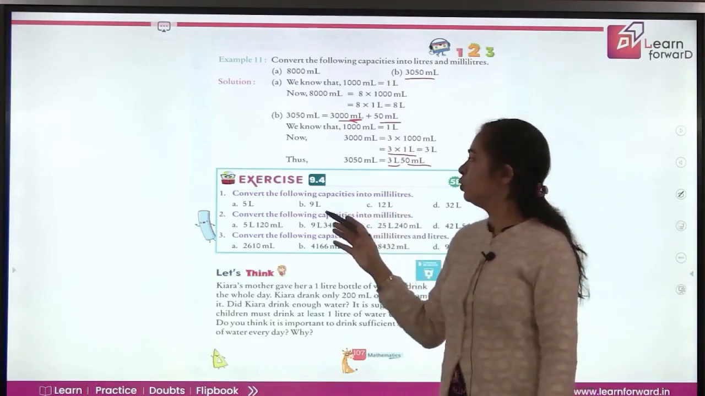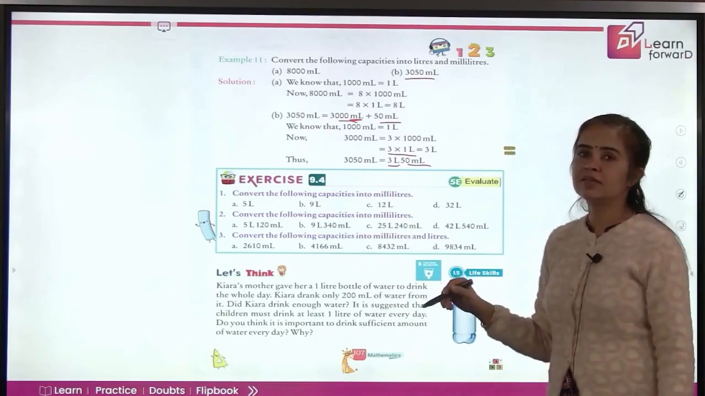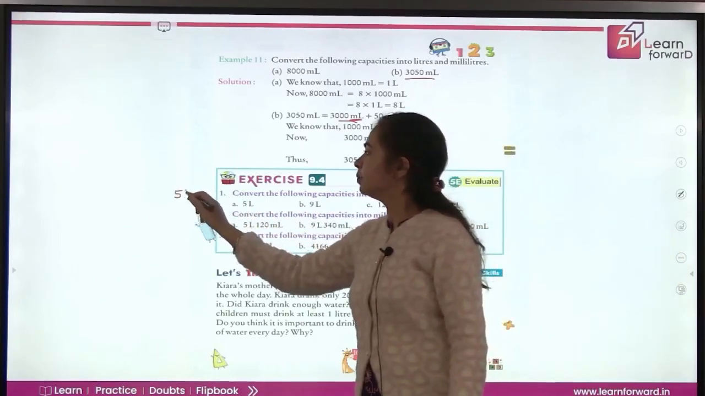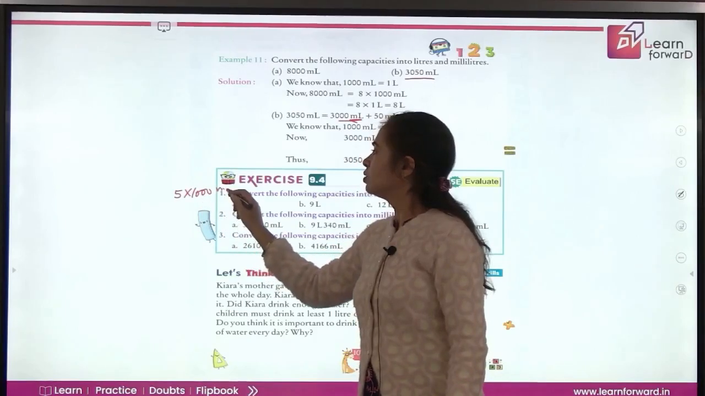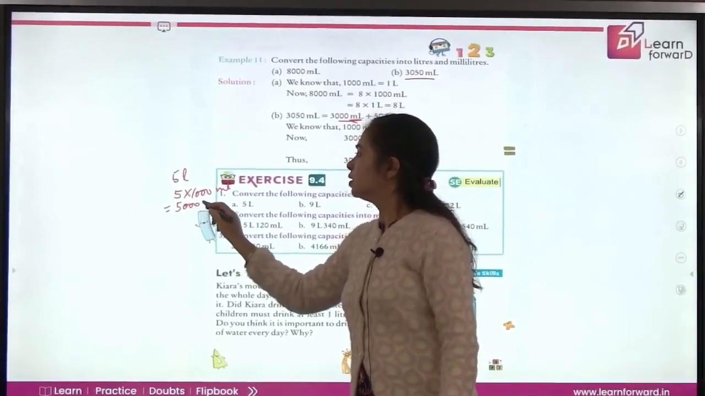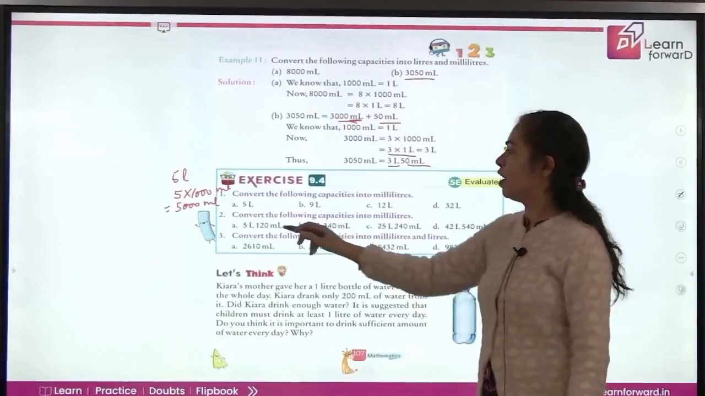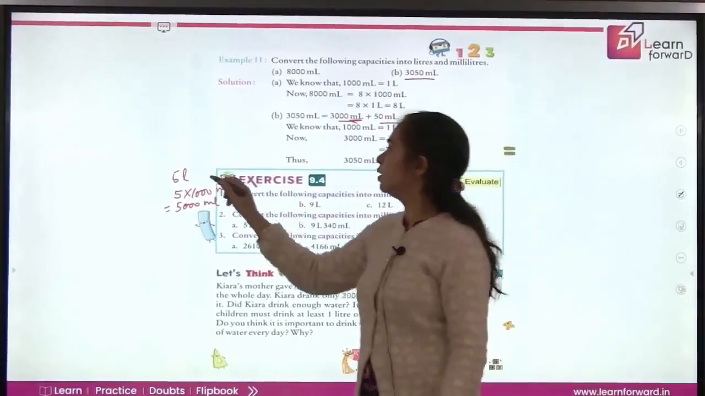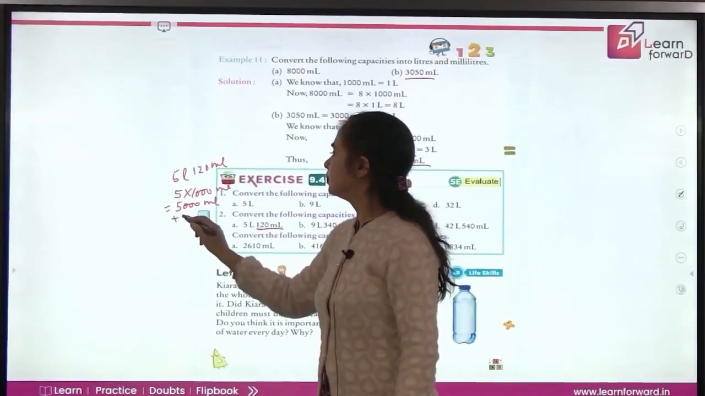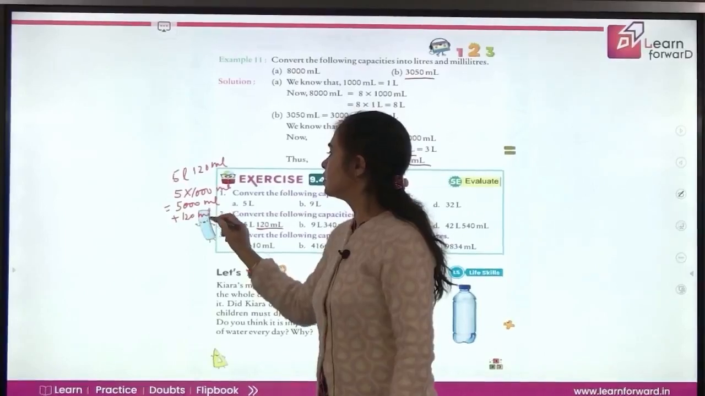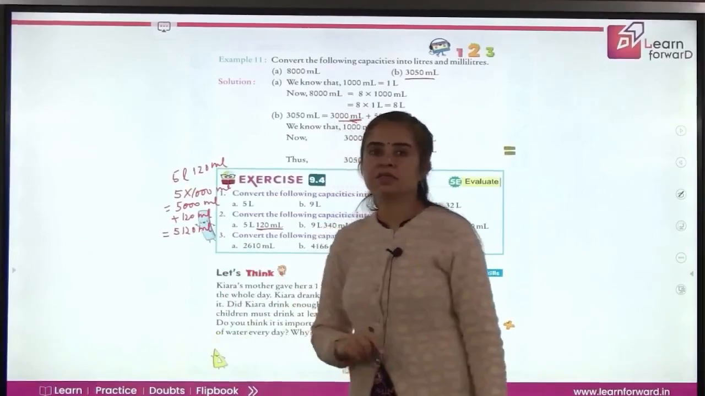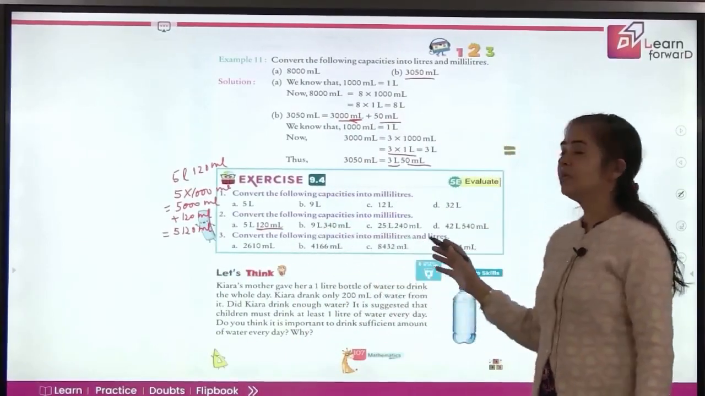Here's an exercise for you. Convert the following capacities into milliliters. Yes, multiply by 1000. So 5 liters is equal to 5 into 1000 milliliters, which is equal to 5000 milliliters. So simple. And when you have more milliliters, just add to it 120 milliliters more. So you will be adding 120 milliliters, and what you get is 5120 milliliters, right?